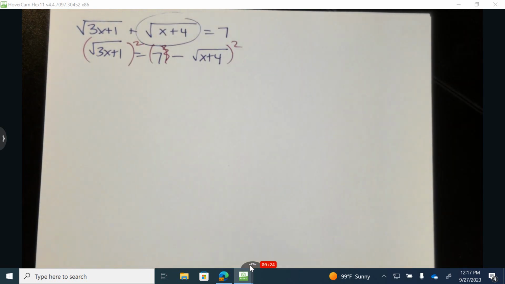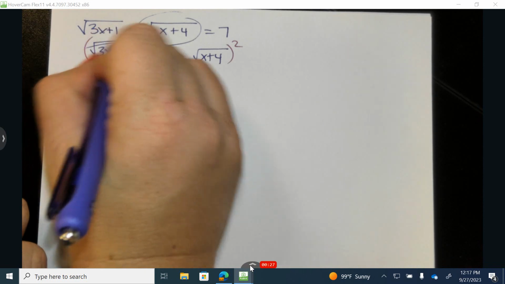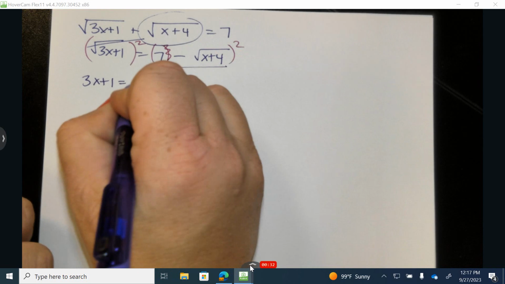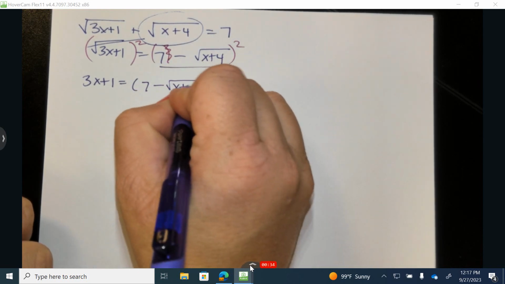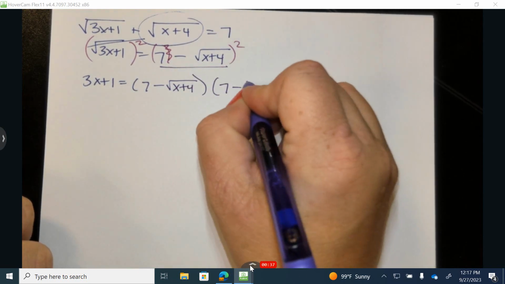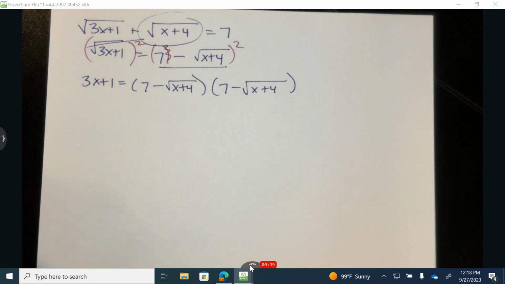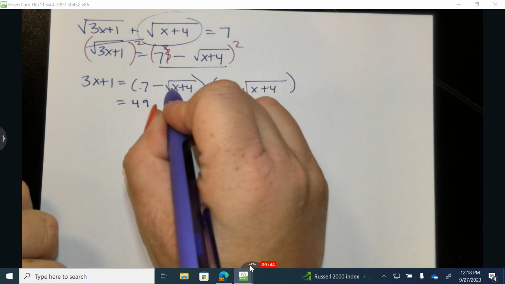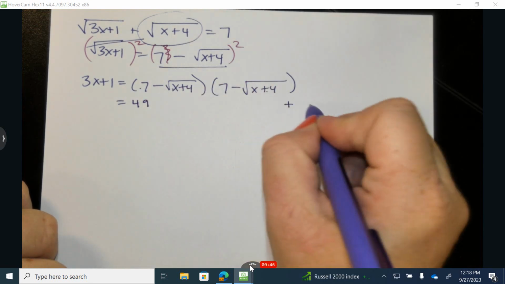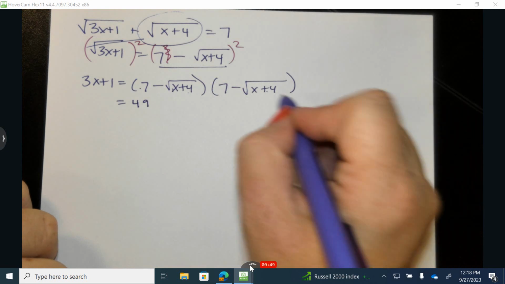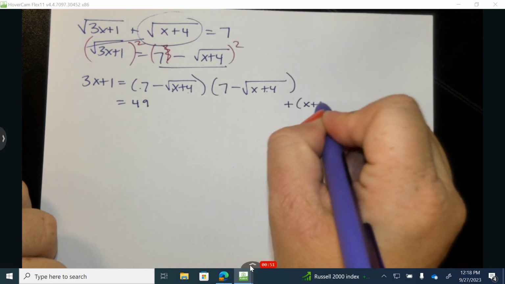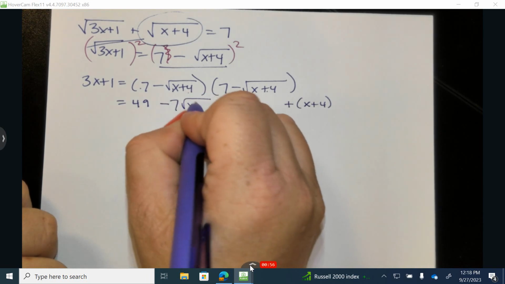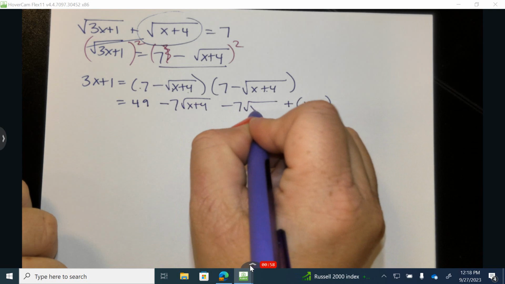When I square the left-hand side, the square root and the square cancel out, and I bring down 3x plus 1. I'm going to write this quantity twice: 7 minus the square root of x plus 4, 7 minus, again, the square root of x plus 4. Foiling this out, multiplying the fronts, easy enough. A negative times a negative for the last is a positive. The square root of x plus 4 times the square root of x plus 4 is simply x plus 4. And then I would have minus 7 square root of x plus 4, minus 7 square root of x plus 4.